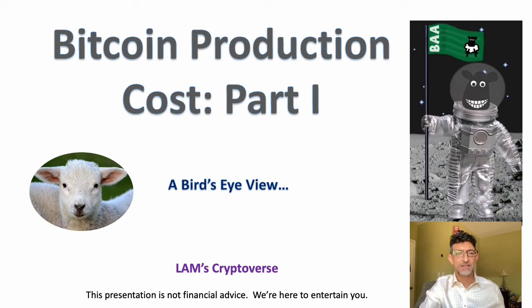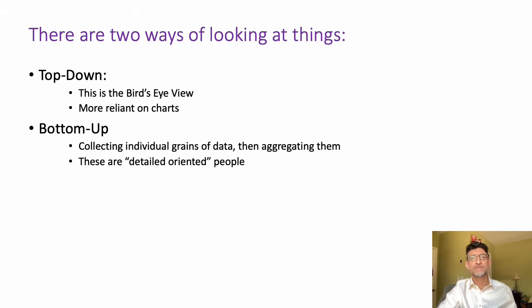So let's get started. First of all, before we even continue, there are two ways of looking at things. There's top-down and bottom-up. The top-down is a bird's eye view, right? That's like looking at the forest rather than the trees. These people tend to be more reliant on technical analysis and on stock charts, or in this case, crypto charts.